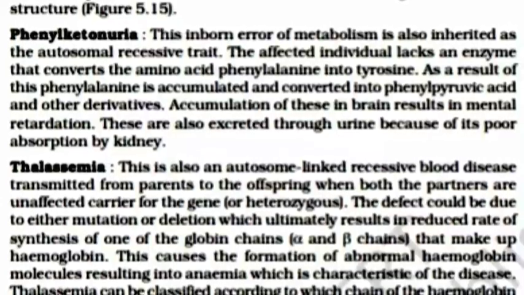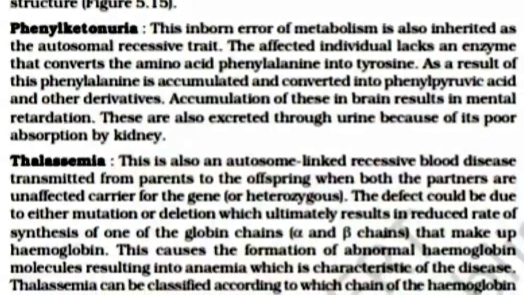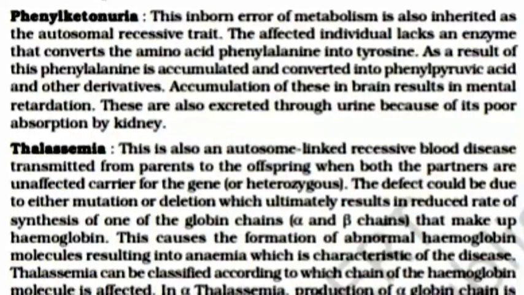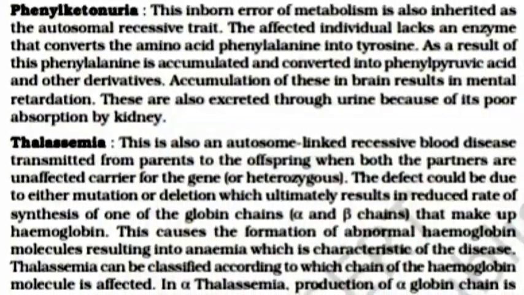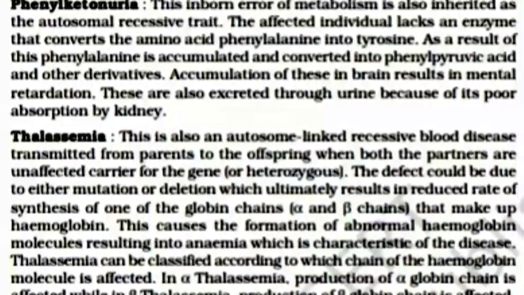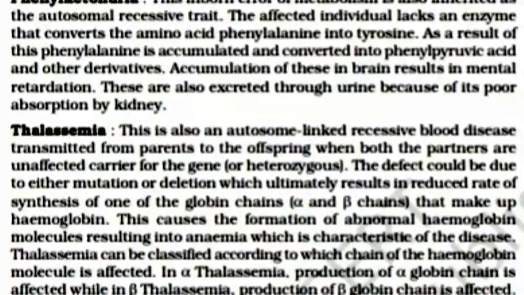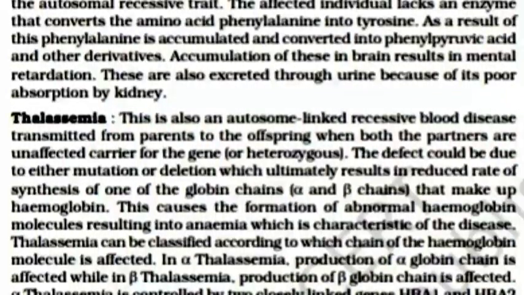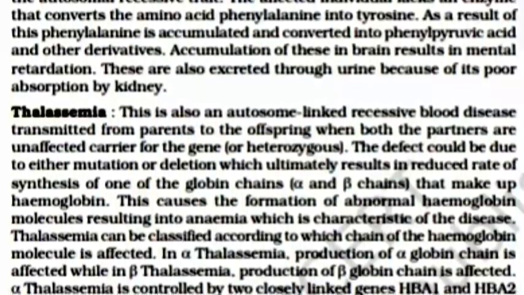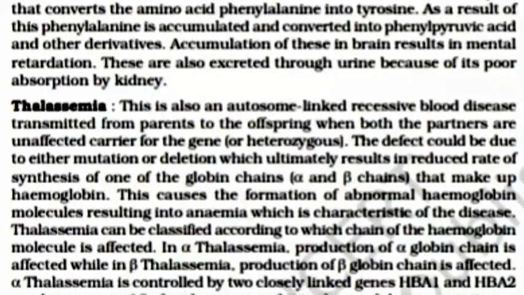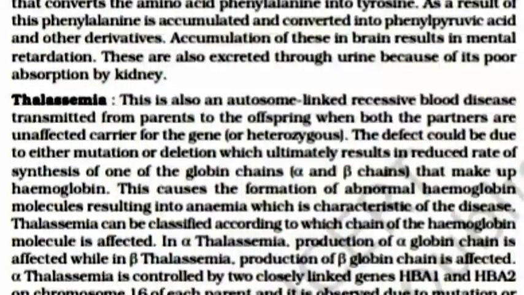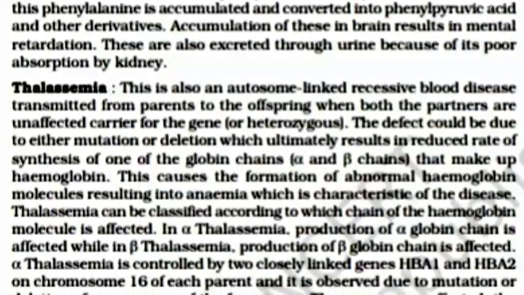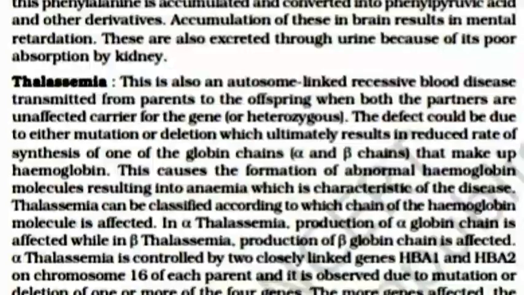Phenylketonuria. This inborn error of metabolism is also inherited as an autosomal recessive trait. The affected individual lacks an enzyme that converts the amino acid phenylalanine into tyrosine. As a result, phenylalanine is accumulated and converted into phenylpyruvic acid and other derivatives. Accumulation of these in the brain results in mental retardation. These are also excreted through urine because of poor absorption in the kidney.